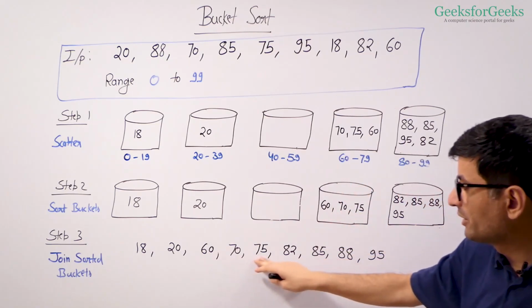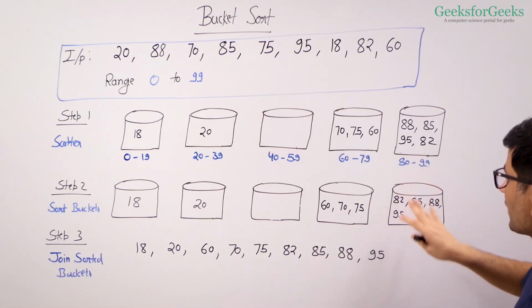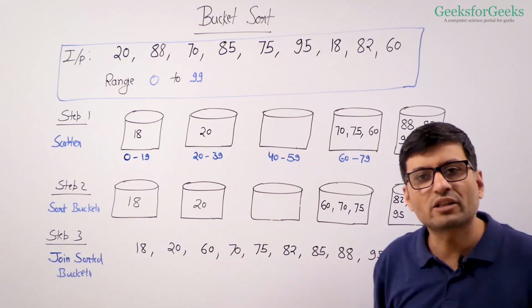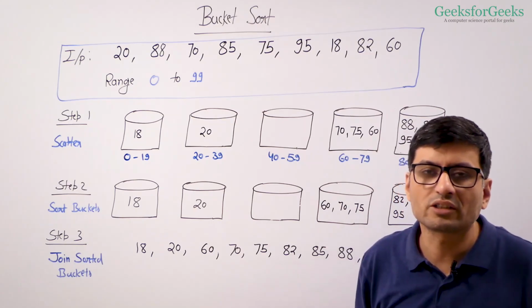We put these 3 elements. Now last bucket has 4 elements, so we put the last bucket elements. And you can notice that all the elements of the array are sorted now.